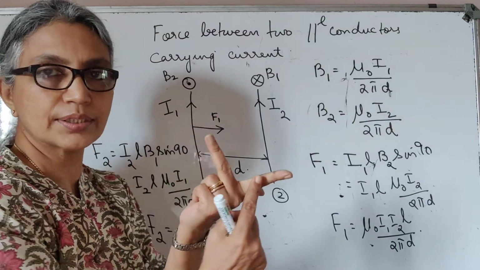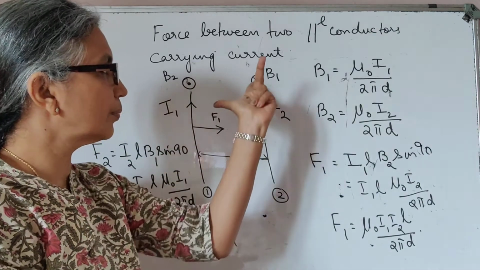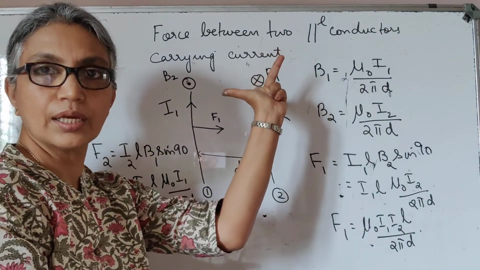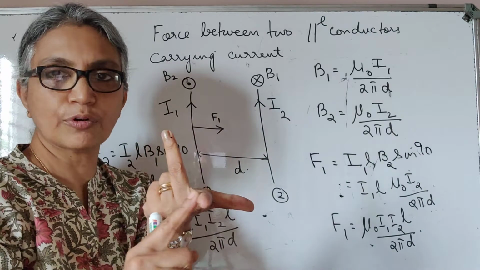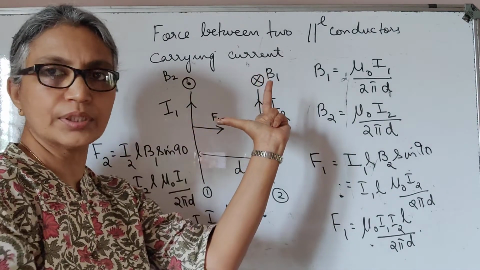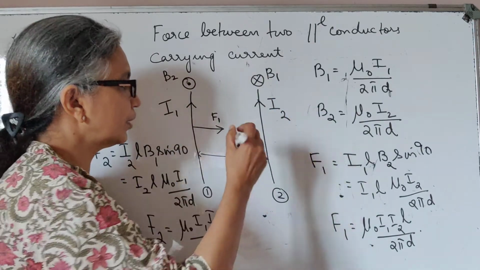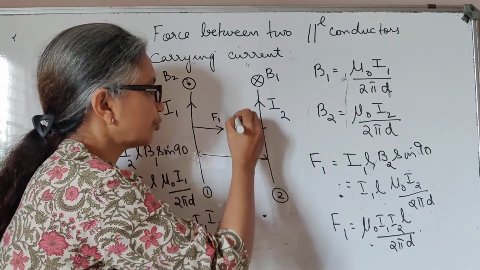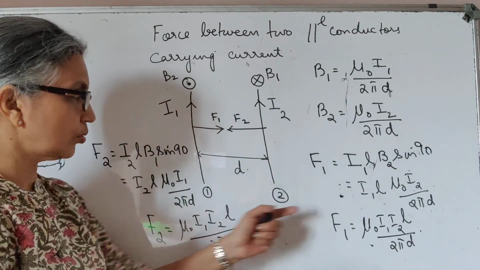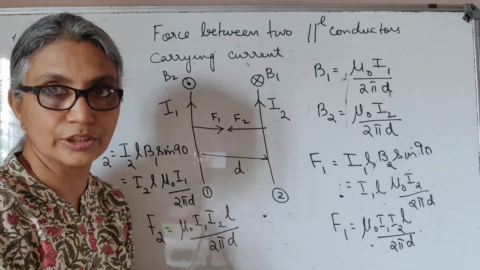Again, remember, this is the magnetic field, this is the current, and this is the force. Here the magnetic field is going in. So I have shown my forefinger going inwards. The middle finger is going upwards. So the thumb is to the left and that will be the direction of force F2. So you will see now these two forces are equal in magnitude but opposite in direction.